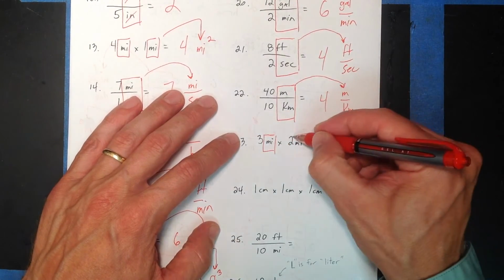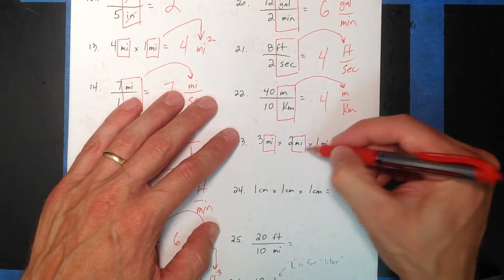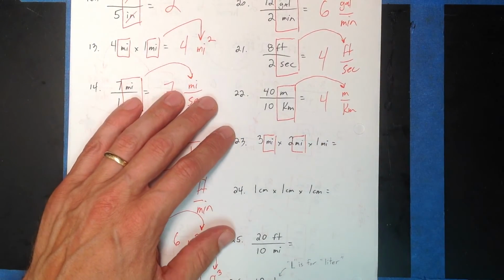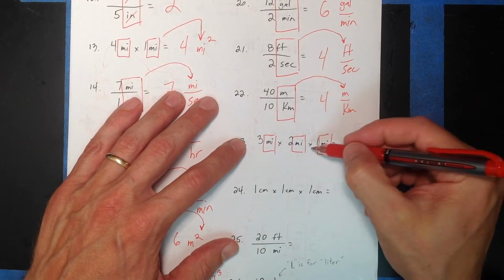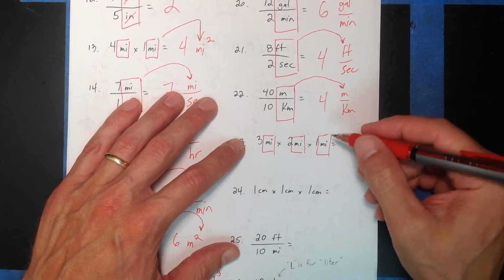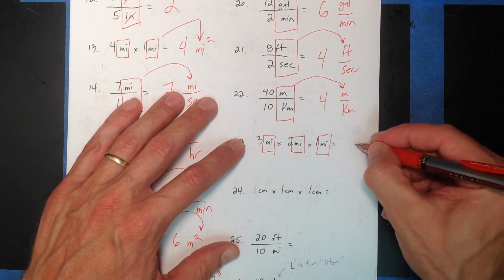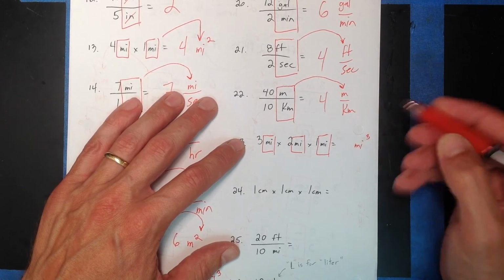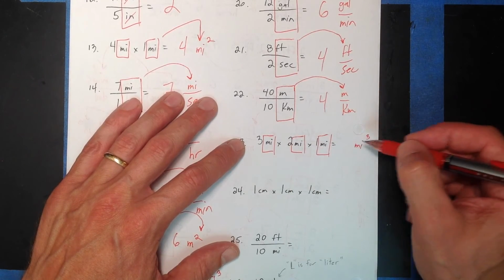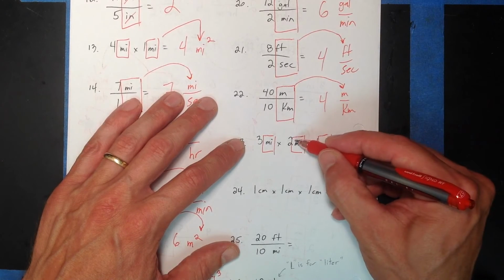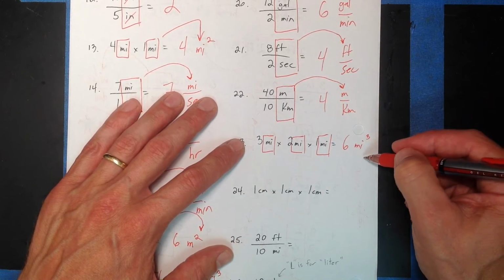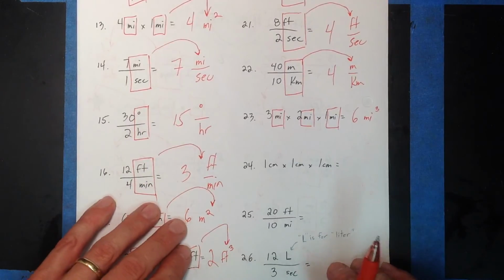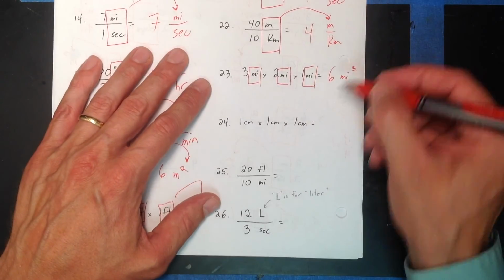3 miles times 2 miles times 1 mile is miles cubed, and that's 6 times 1, 6 cubic miles. I can't say we use that very often in our regular life, but it does get used.